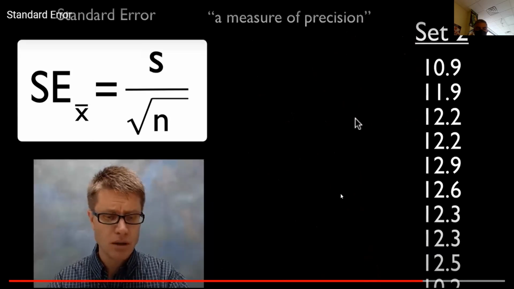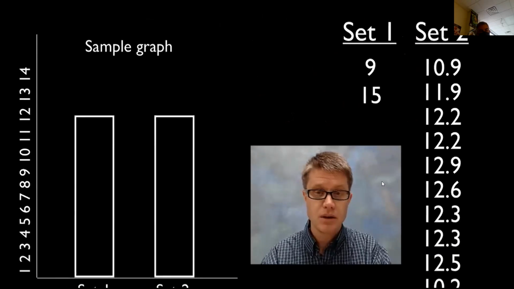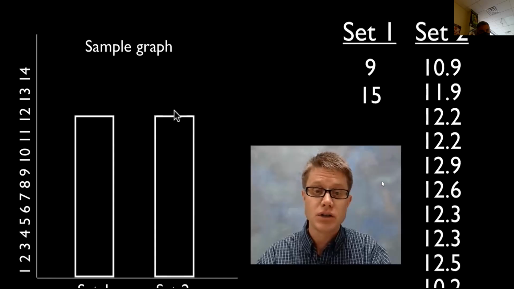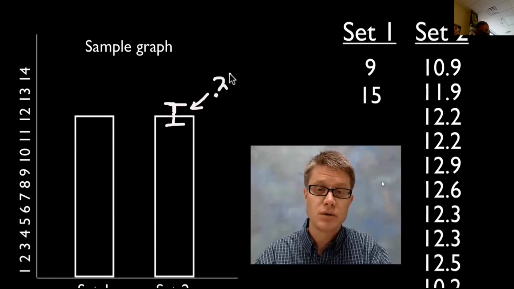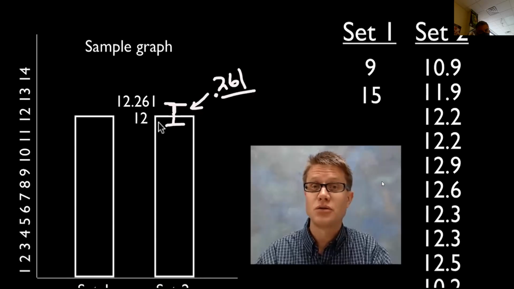But what does this all mean? Well, let me show you why this is super important. If we go over here and look at our graph again, I just figured out the standard error of data set 2. What that means is in data set 2, my mean is 12, so the average is 12. But I could add an error bar on the top, like that, and then I could add an error bar on the bottom. My standard error is 0.261. In other words, it goes from 12 up to 12.261, and then from 12 down to 12 minus 0.261. So we're going to have an error bar on each side.